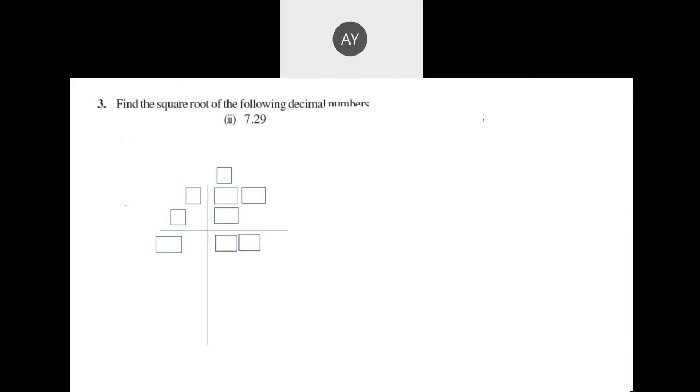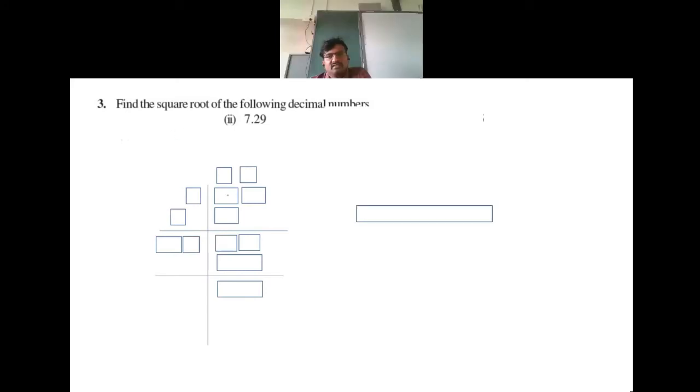Now I'll give a blank. Here we are going to solve it. 2.7, 0.7 is a separate group, 29 is a separate group. The nearest square number is 4, sir. So 2 times 2 is 4. We are going to add 2, we get 4 here. The difference of 4 and 7 is 3. So 3 will be the remainder, sir. Here the decimal has to be placed.